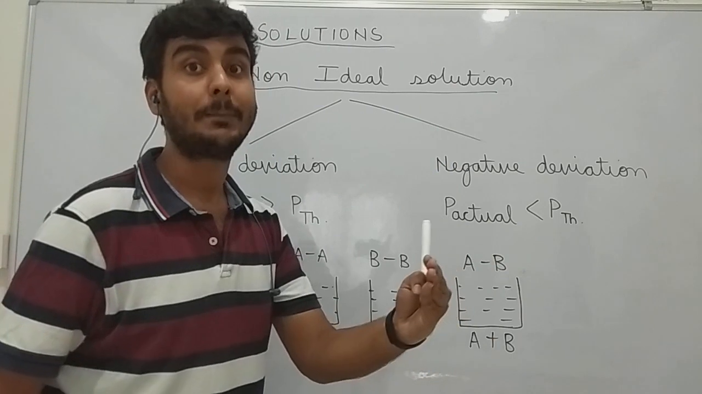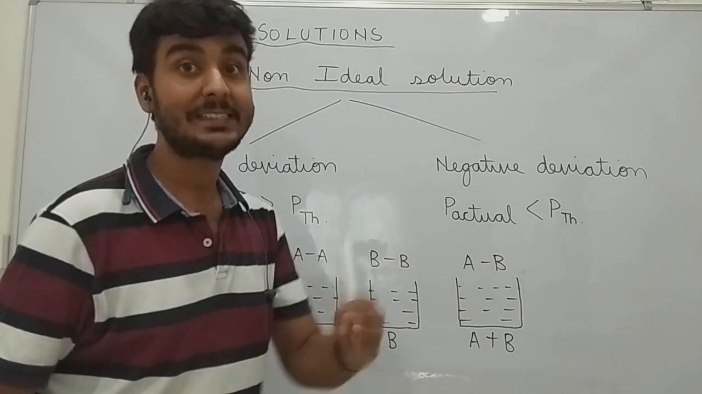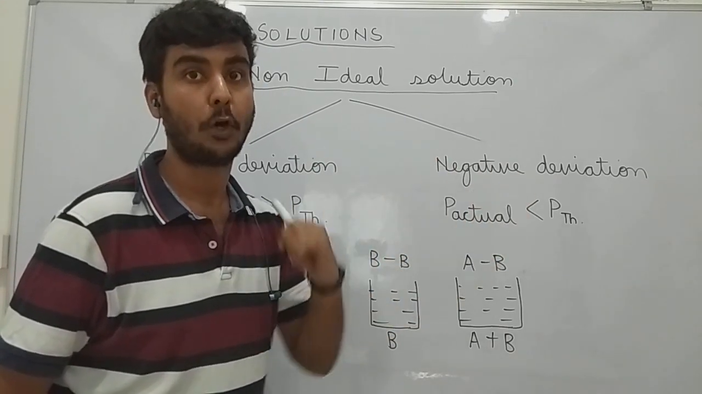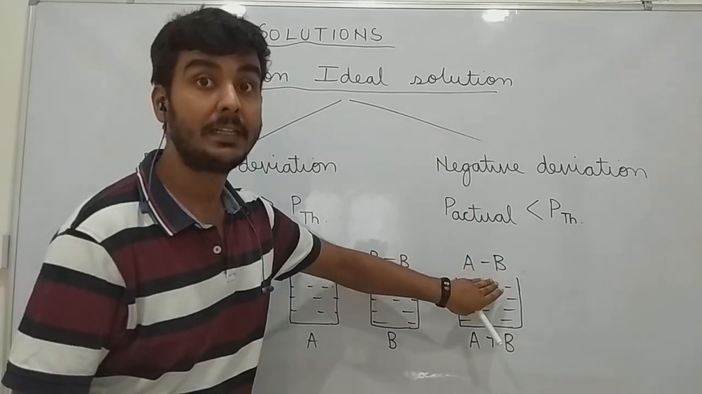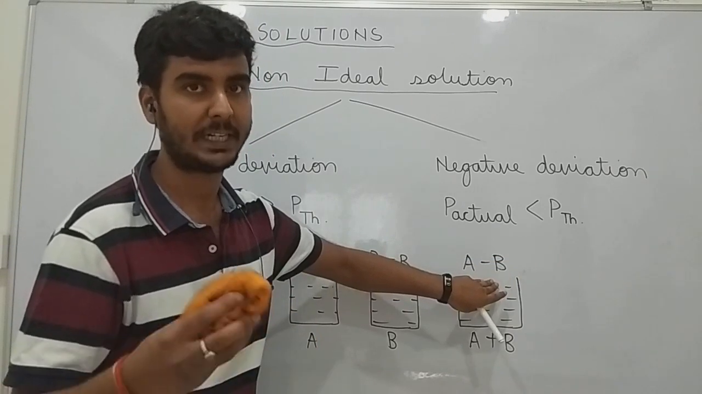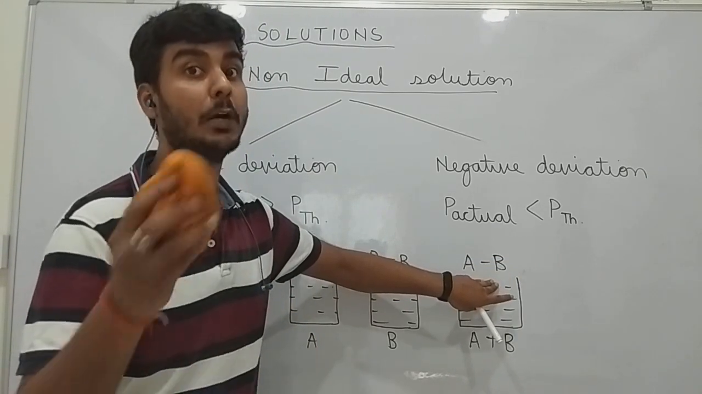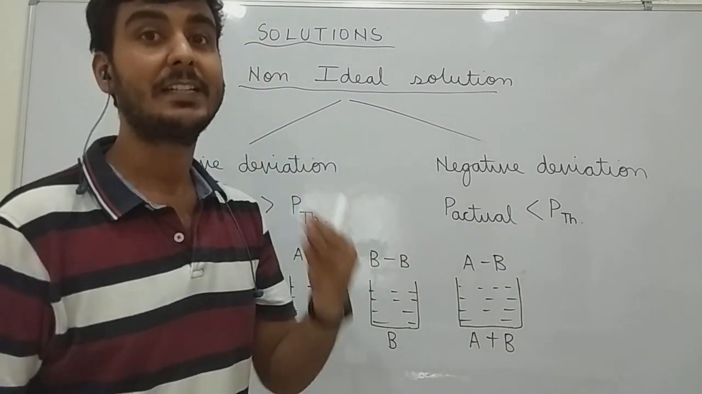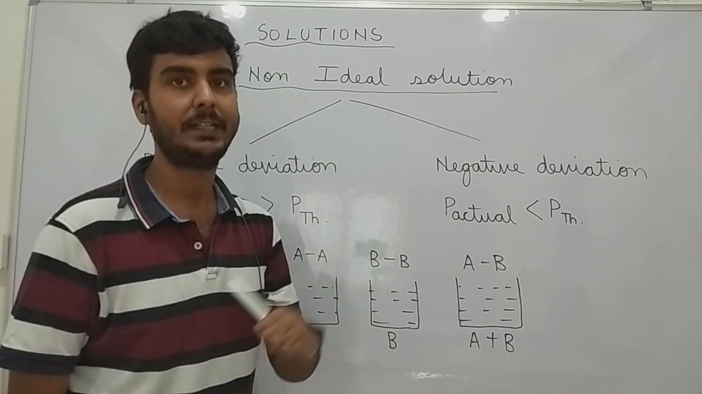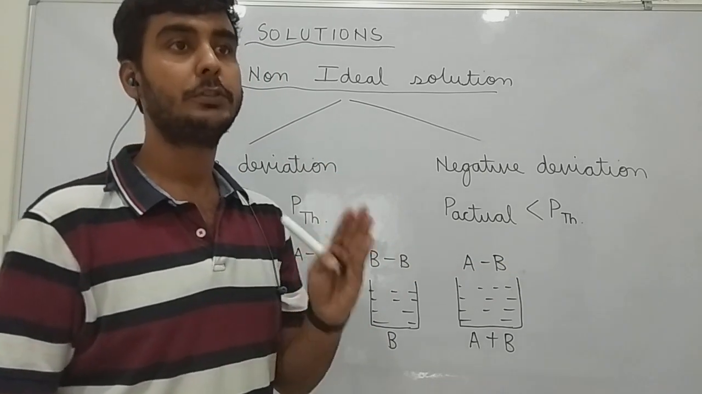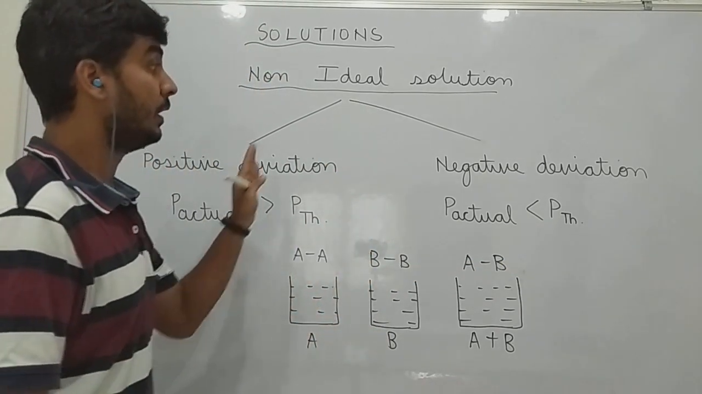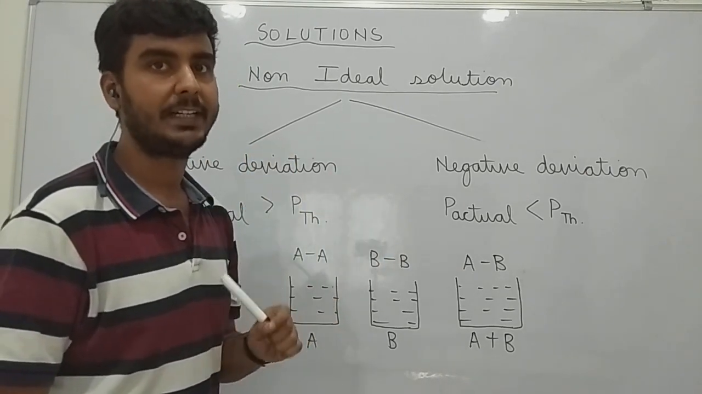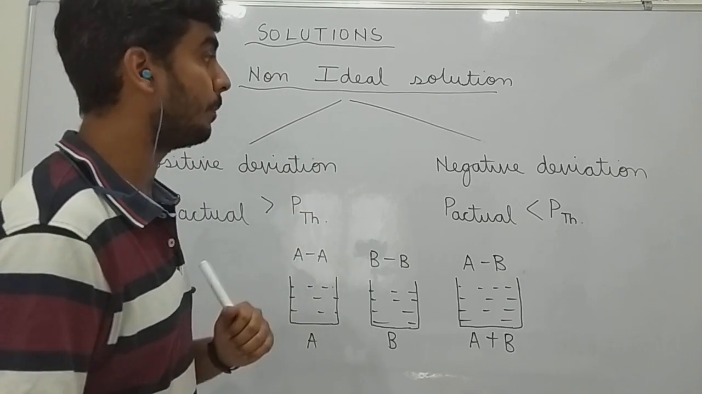So the actual vapor pressure comes out to be less than the vapor pressure which you will be calculating using the formula. That will be the negative deviation from Raoult's law. That is, the actual vapor pressure comes out to be less than the theoretical vapor pressure. So this is responsible for positive and negative deviation from Raoult's law. So we have discussed what is the reason for this positive and negative deviation. Now some of the more properties.